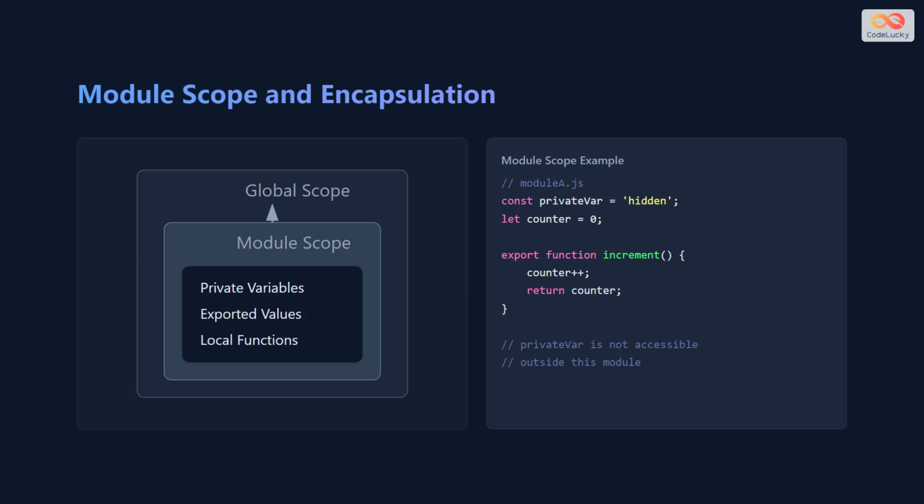Here is an example, where in Module A, a constant named private variable is assigned a string hidden, and a counter variable is initialized to 0. A function named increment increases the counter variable by 1 and returns the new value. The private variable is not accessible outside of this module.